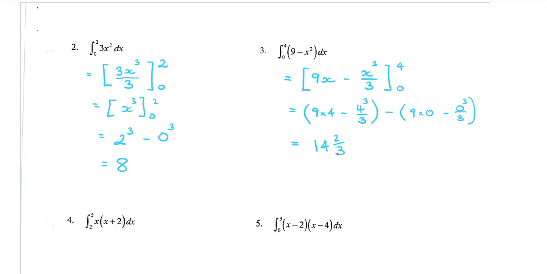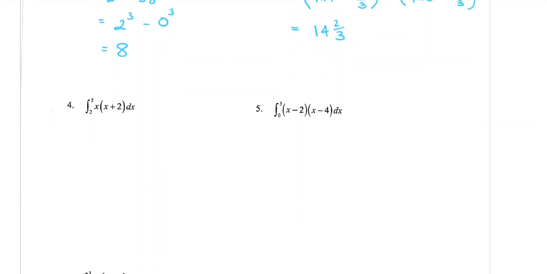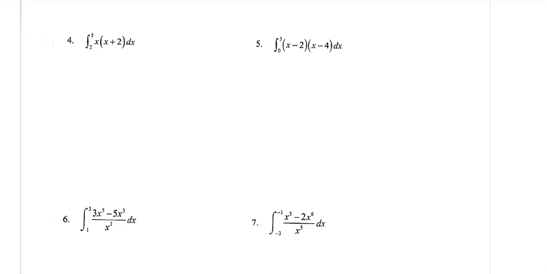Okay, question 4 onwards, we're going to need to have a few extra strategies up our sleeve because we have brackets and fractions and things appearing. We are not going to be integrating things that have brackets. When we were differentiating, we had the product rule, remember? When we had brackets, we could do that, but that does not apply for integrating. So if you have brackets, you need to expand them and then do the whole thing.